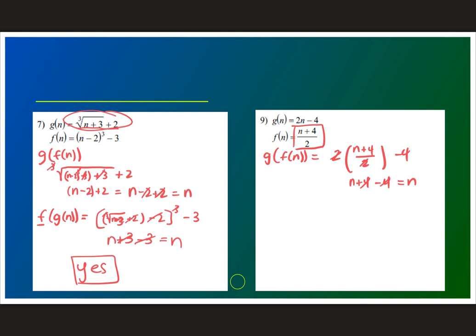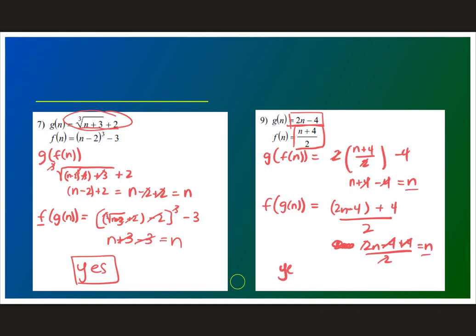And then I'm going to do it again with the f of n starting first. So I've got something plus 4, and then I'm going to divide it all by 2. So now I'm going to put 2n minus 4 in here. Well, 2n minus 4, I'm going to rewrite it so you can see it: (2n minus 4 plus 4) over 2. Well, the minus 4 plus 4 are going to add up to 0, and 2n divided by 2 is just n. So here's an n and here's an n. So yes, they are inverses.